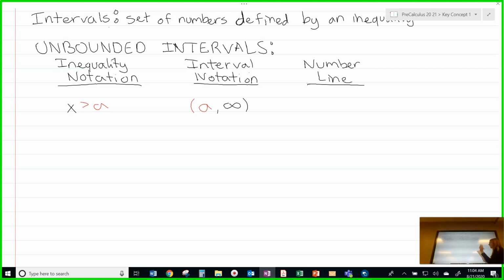Okay, for our number line, what that's going to look like is, this is beautiful.